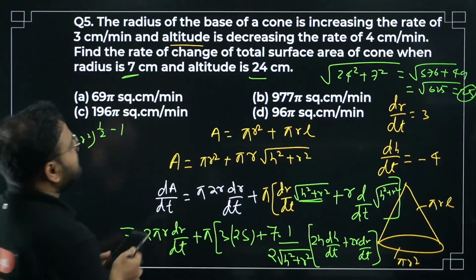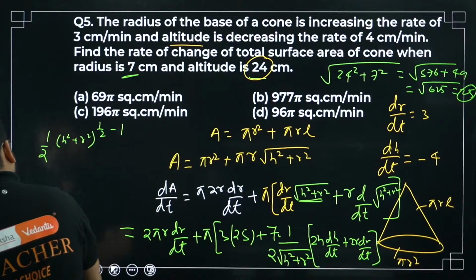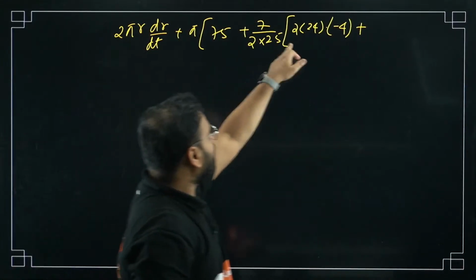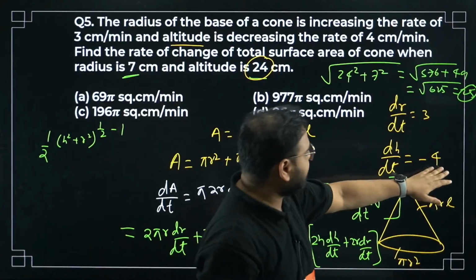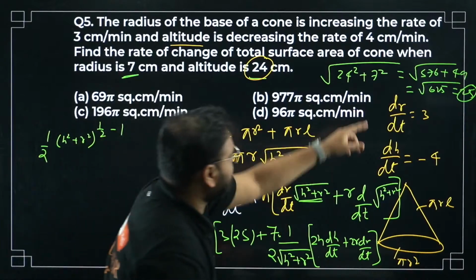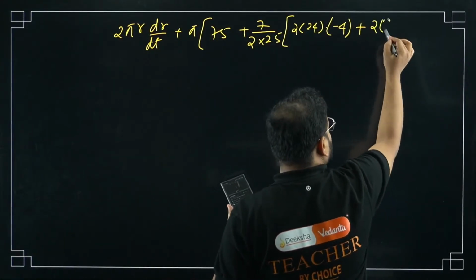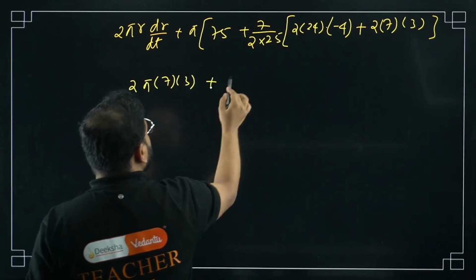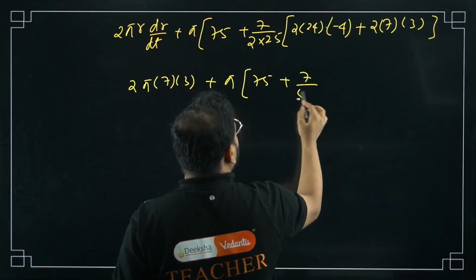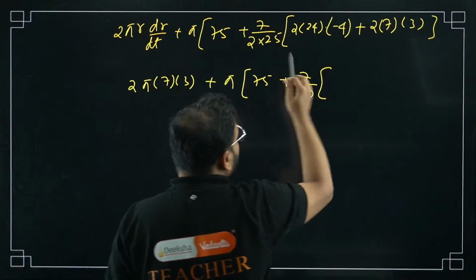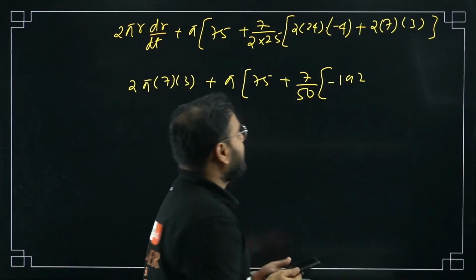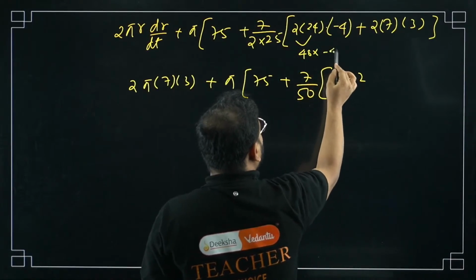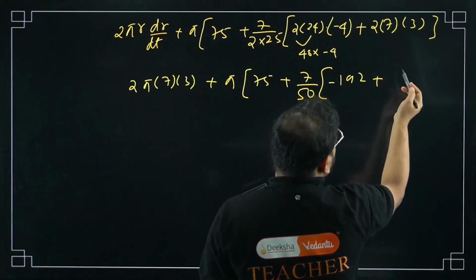2h times dh by dt. 2h is 48, 2 times 24. dh by dt is negative 4. What about this? 2 times of 7 times of 3: 2 times 7 is 2r, and dr by dt is 3. Let's simplify this. 2 pi r is 7, into 3, plus pi times of 75 plus 7 by 50 into, 48 into minus 4 will be minus 192. 50 into 4 is 200, but we are doing 48 into 4. And plus 14 into 3, that is 42.